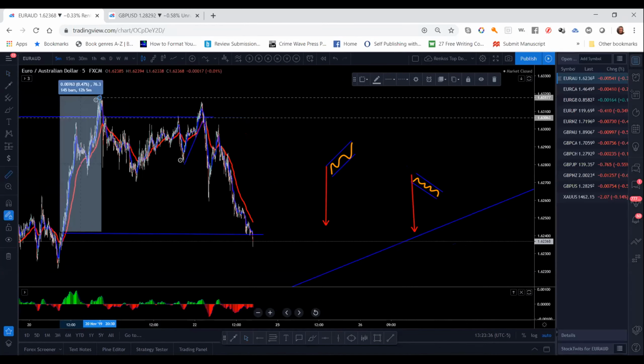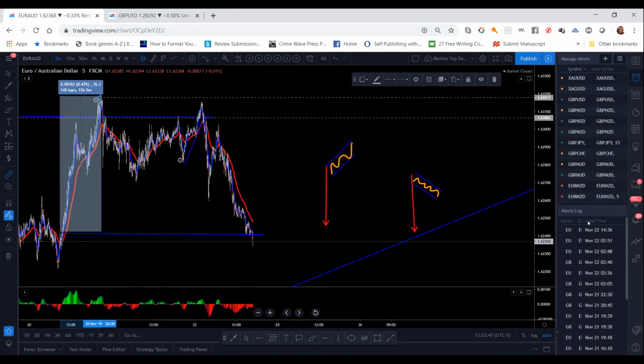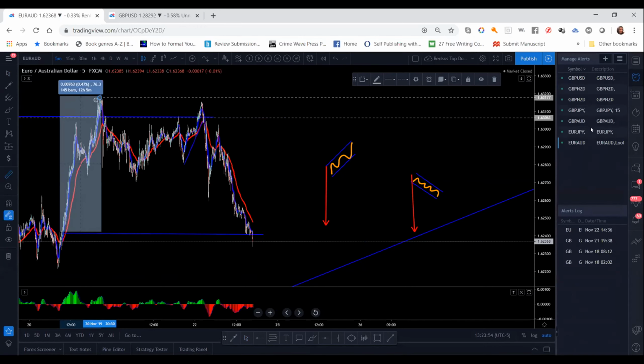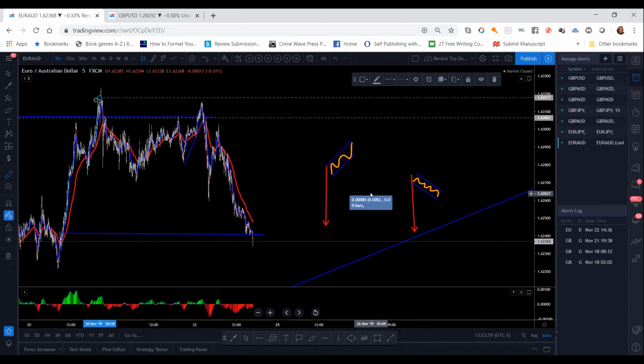Your alerts, just like over here where you have all your charts, you click on this clock, and here's all your alerts. You can delete alerts or change them or whatever. I like to go here and click delete all inactive, and anything that's already hit goes away. All right, so that's the only thing I wanted to cover with you guys to help clarify some of that. Does that make sense to everyone?